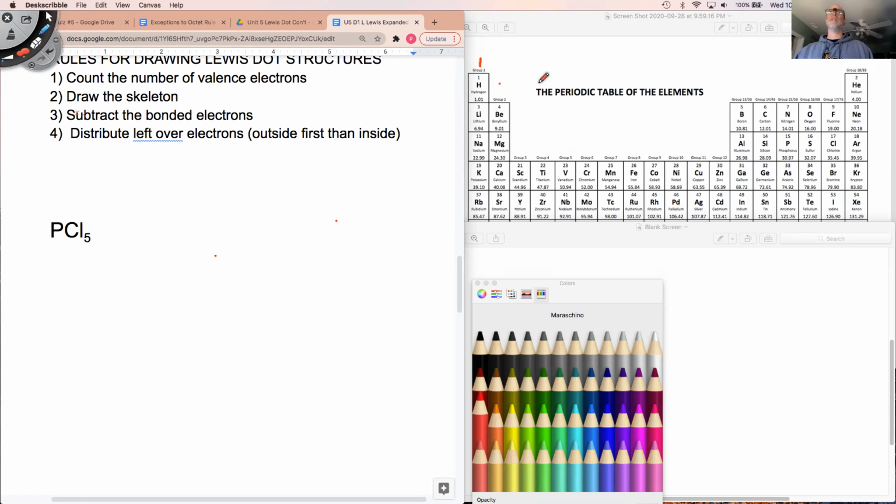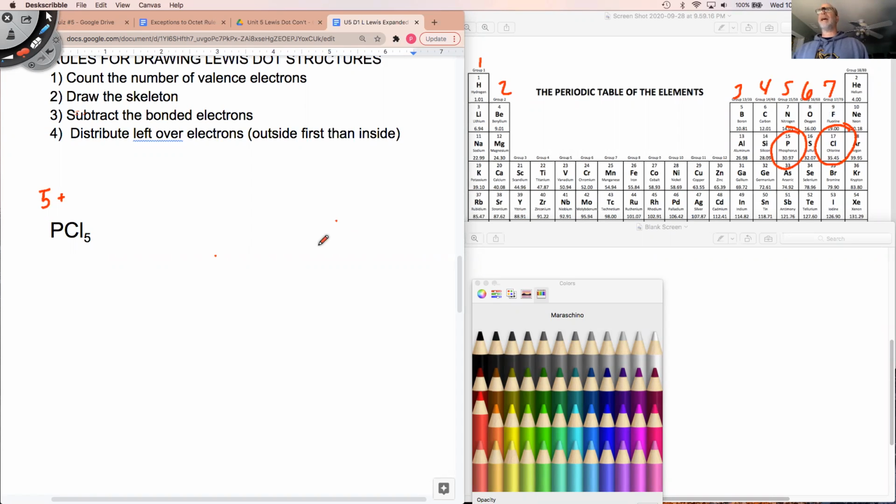Phosphorus. 1, 2, 3, 4, 5. There's phosphorus. So how many valence electrons does phosphorus have? Phosphorus has 5 valence electrons. And we're going to add those valence electrons, because we need the total number, to the number for chlorine. So how many valence electrons does chlorine have?